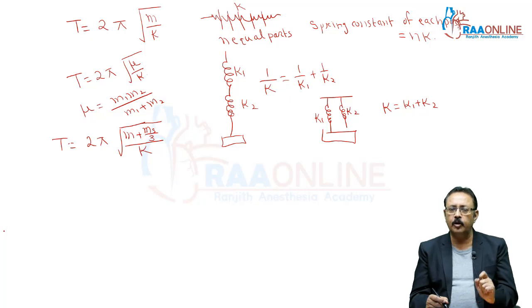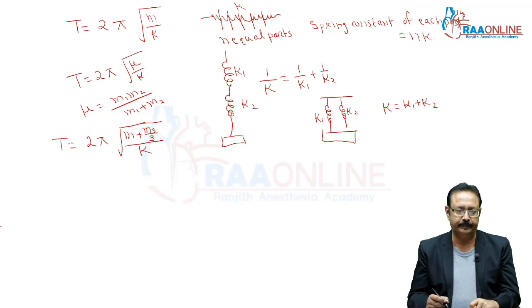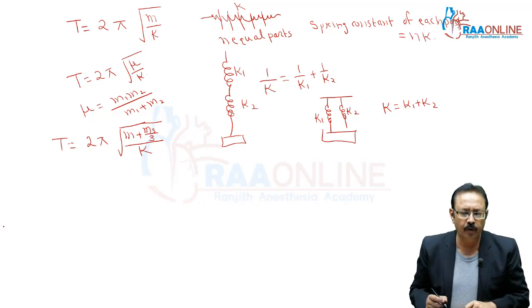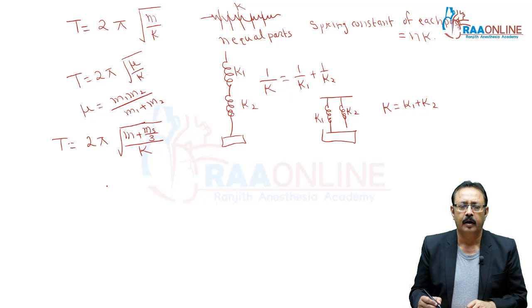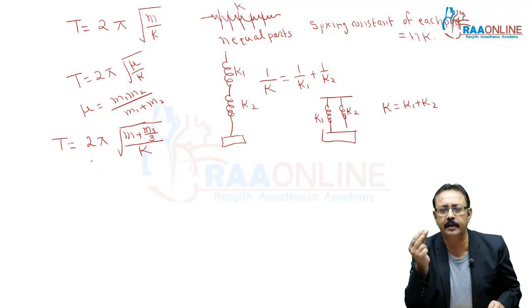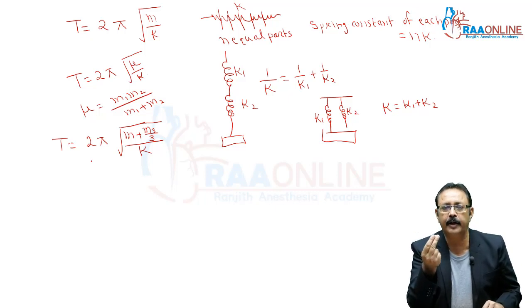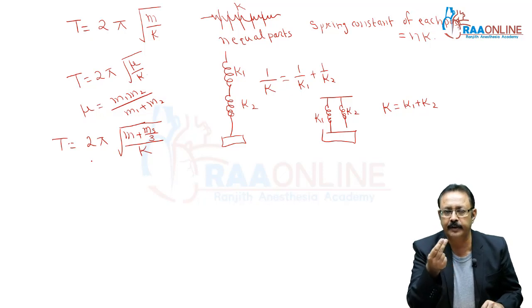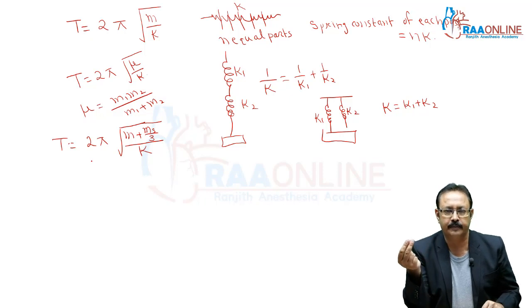So, it was all about spring. Spring and simple pendulum are important. Now, we are moving to how many types of waves there are. We studied electromagnetic waves. You know that there are basically two types of waves. Waves which require a medium for propagation are mechanical waves, and those which don't require a medium are electromagnetic waves.